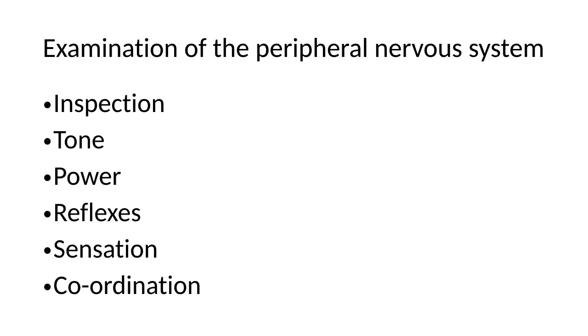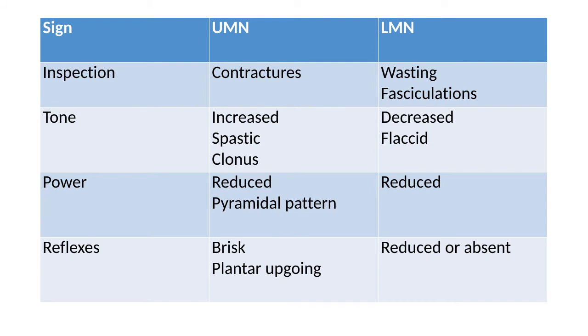I'm going to go through these in turn, but before we do that, there's just a sort of general rule of thumb that we use when examining the peripheral nervous system. Essentially what you're trying to do is work out whether what you're seeing when you examine a limb that might be abnormal, whether the abnormalities match up with this being an upper motor neuron problem, that's what UMN means, or whether this is a lower motor neuron problem, that's what LMN means.